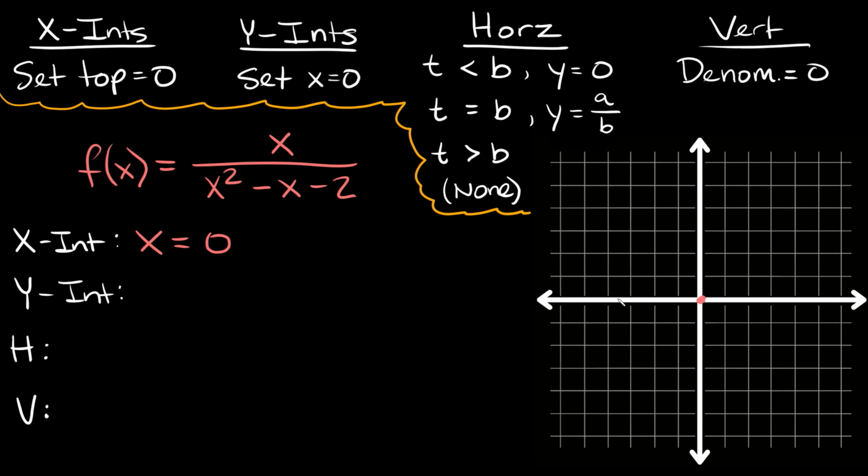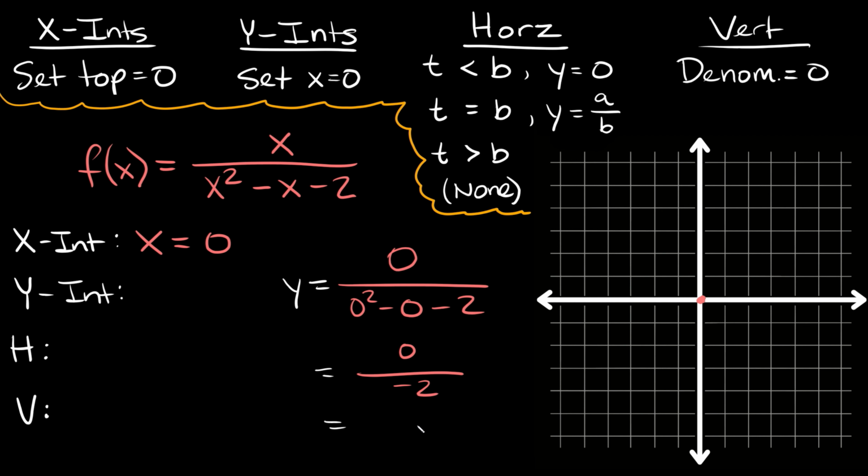So basically the origin. Now, to find the y-intercept, we have to plug in a 0 for x and see what pops out for f of x, for y. So for this one, let's write it over here to the side. We're going to say that y is equal to, and then again plug in a 0 for x. So we're going to get 0 over 0 squared minus 0 minus 2. So this is equal to 0 over, let's see, 0 squared is 0, 0 minus 0 is 0, 0 minus 2 is negative 2. And 0 divided by anything is simply just 0. So then here we have a single y-intercept at 0 as well.